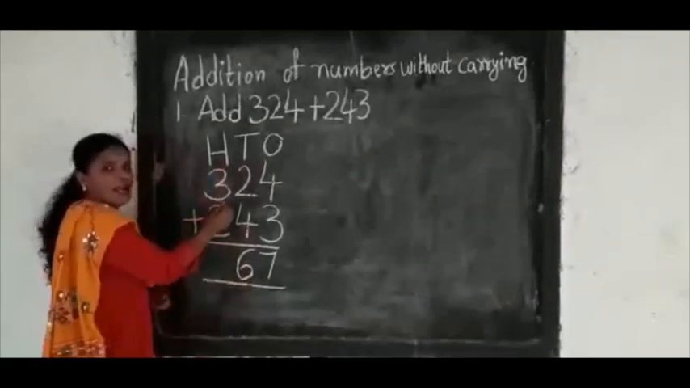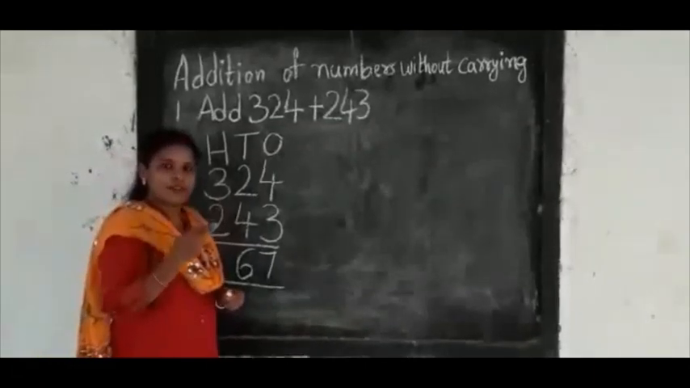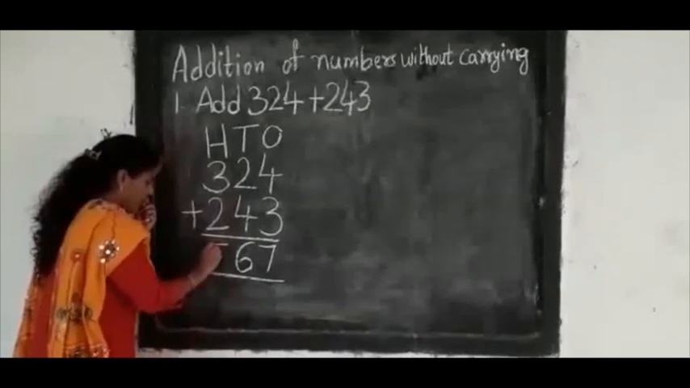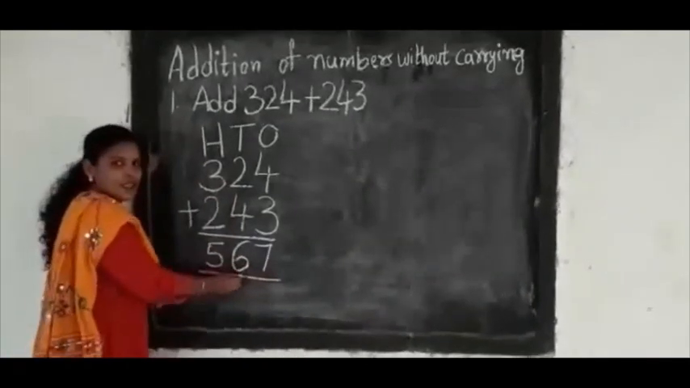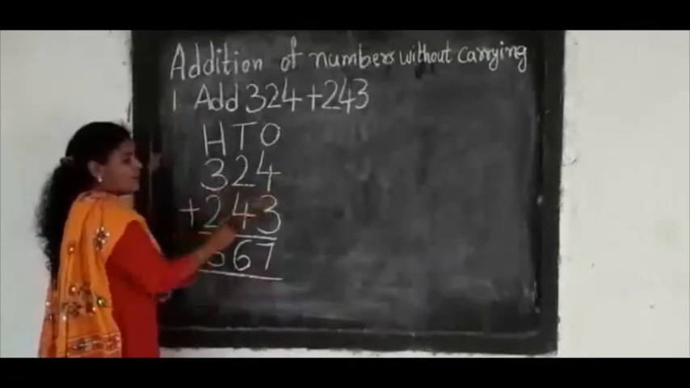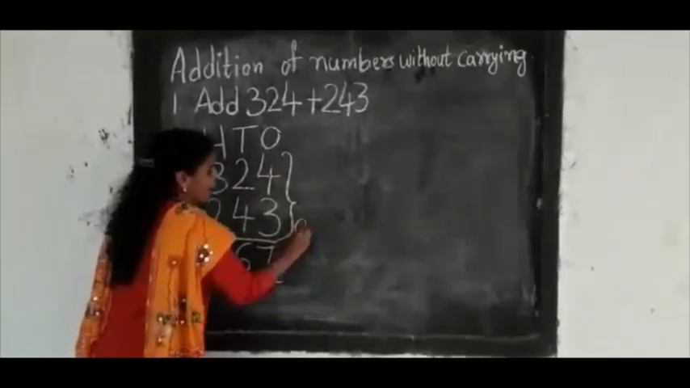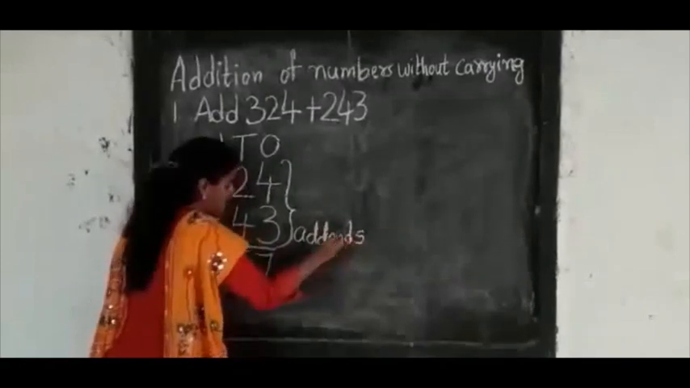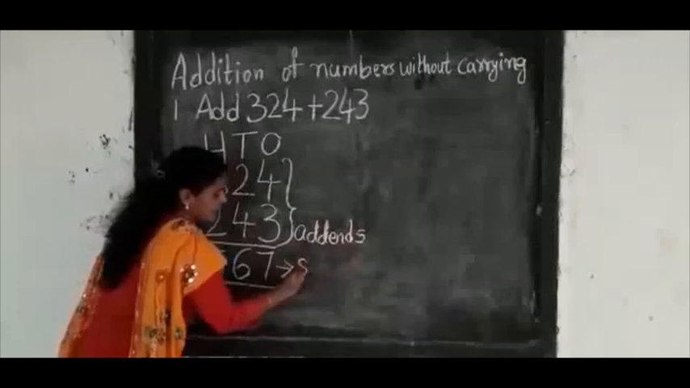In hundreds place we have 3 and 2. Keep 3 in your mind, 2 on your fingers. 3 after, 4, 5. What is the answer we got here? 5, 6, 7. 567. Here 324 and 243 are called addends. A-D-D-E-N-D-S, addends. 567 is called the sum.